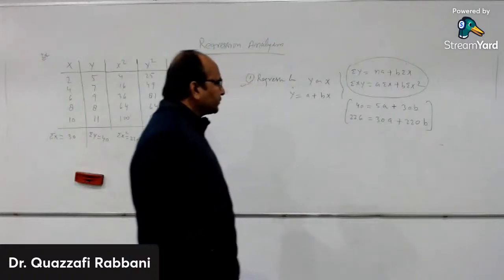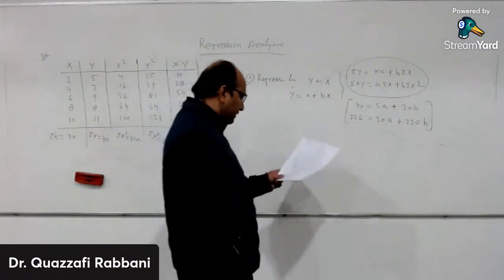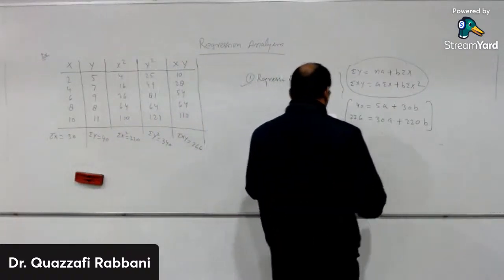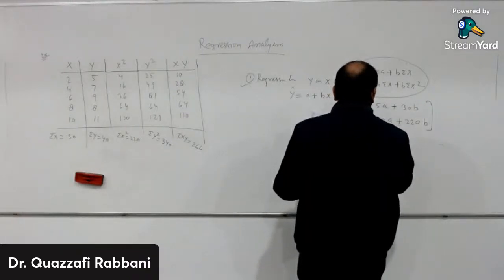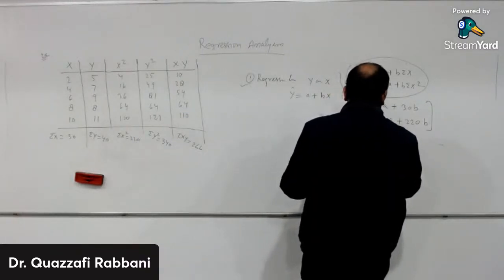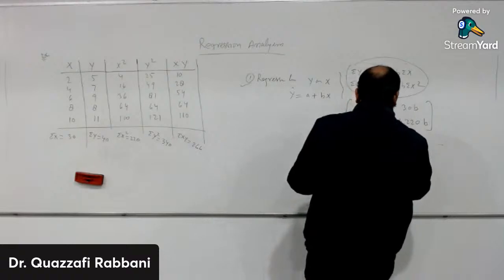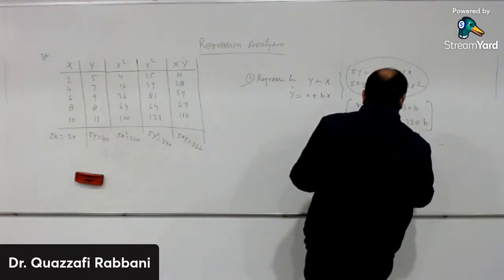So after solving these two simultaneous equations, you will get the value of a. After solving this, you will get the value of a is equal to 4.1 and b is equal to 0.65.